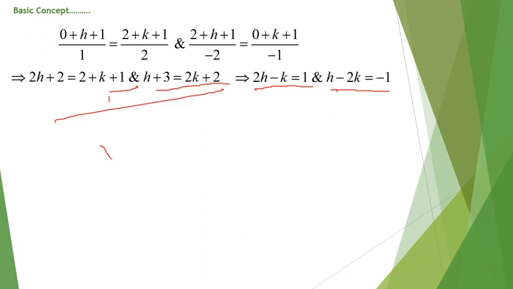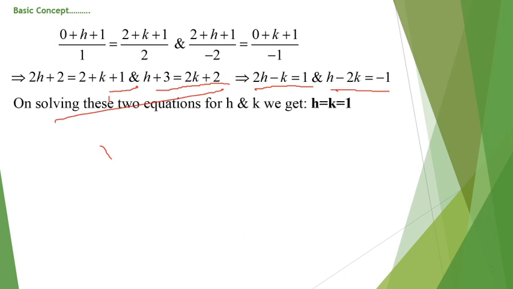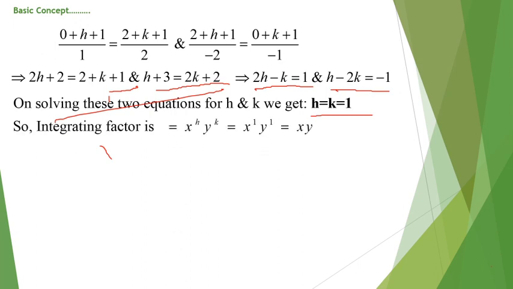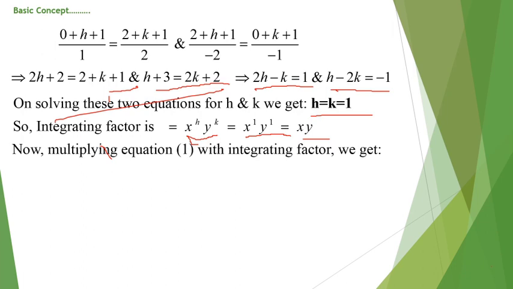linear equations. We can solve these linear equations by the substitution, elimination or cross multiplication method. So after applying any of the methods, we can get the values of h and k, and the value of h and k is equal to 1. So we can get the integrating factor. The integrating factor is x raised to power h, y raised to power k, or on replacing the values of h and k, we get it is equal to xy.